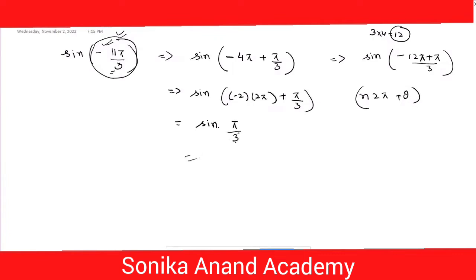So what is the value of sine pi by 3? 180 by 3, so sine 60. Sine 60 will be root 3 by 2. Just note it down for further studies. Please note it down.